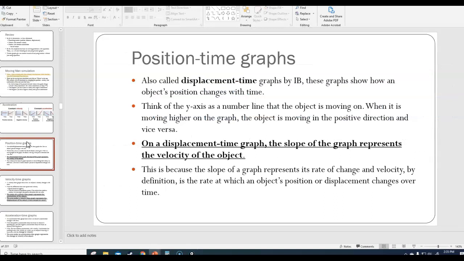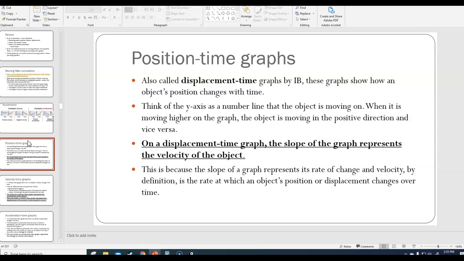Okay, so the first one is what they call in the IB a displacement time graph. Now, often these are written as position time graphs, but displacement is basically just final minus initial position. And so as long as you have a situation where the initial position is 0, you can think of a position time graph and a displacement time graph as the same. And these graphs basically show how an object's position changes with time.